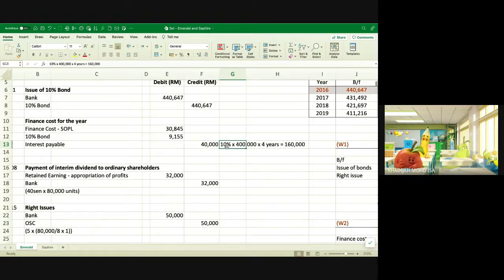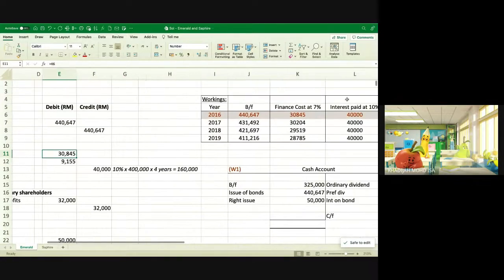Interest payable for the year. And then you are going to recognize F13 minus E11. F13, where is F13? Right, minus E11. So this is E11. E11 is K6. K6 is here. I don't get why the finance cost is at 7%. Can anyone help me where you get that 7% from?